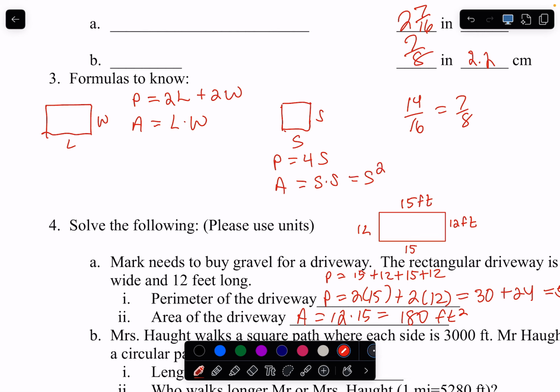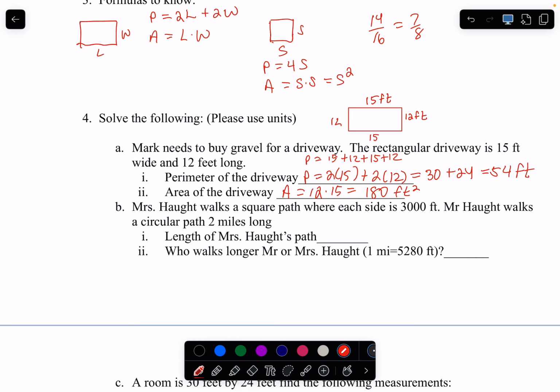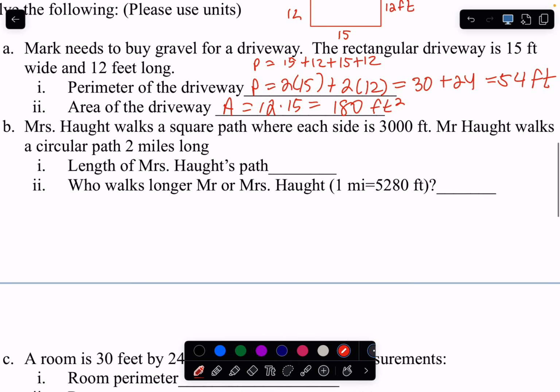So technically it is the formula for a rectangle, but it's just perfect and lovely because the sides match. So you don't really need to know an extra formula, but it's okay. Okay, so now let's go back to B here.